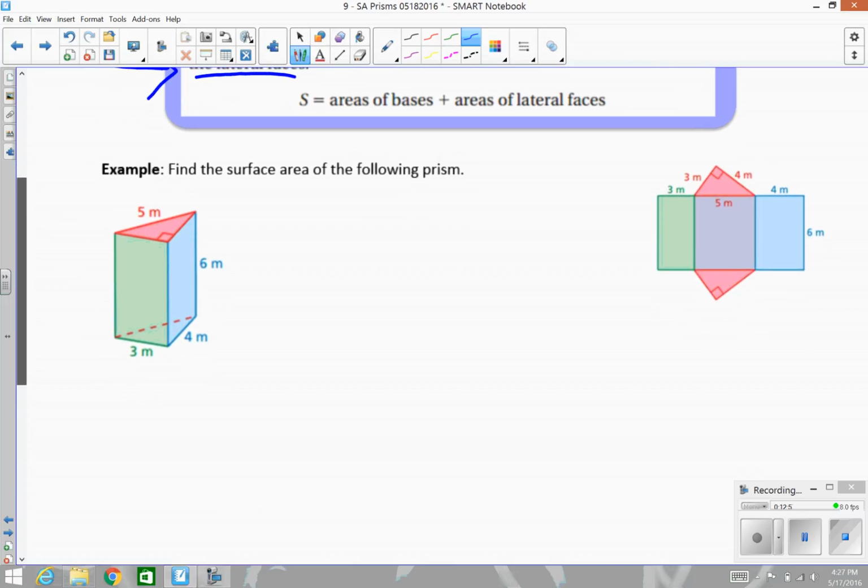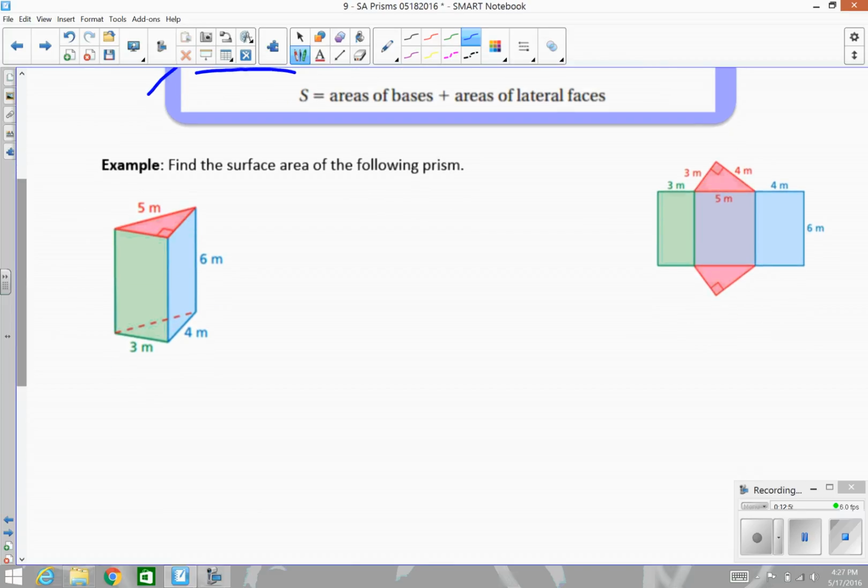So let's see what we can do. I'm going to start with my base, which is the triangle. I'm just going to redraw it over here. I know that this side is 5. This side here is 3 because this one's 3. And this one here is 4 because this one's 4.